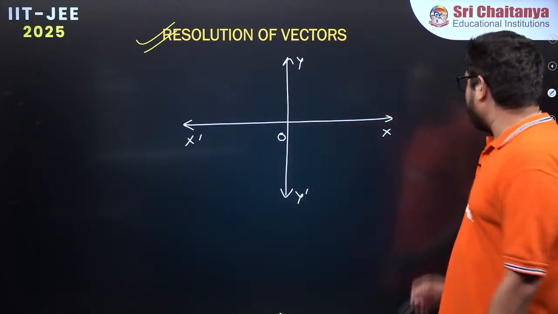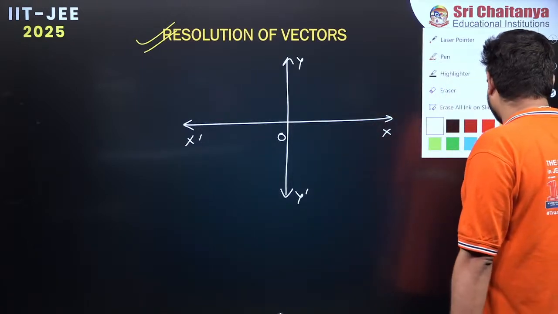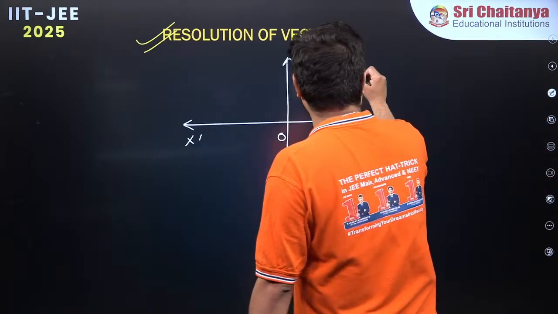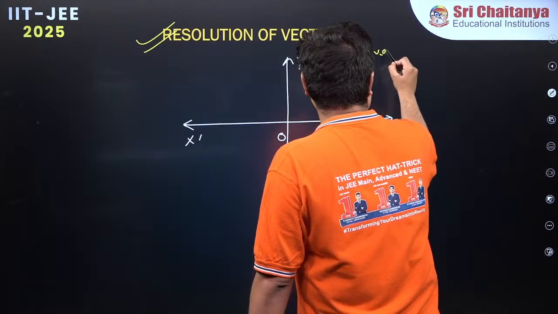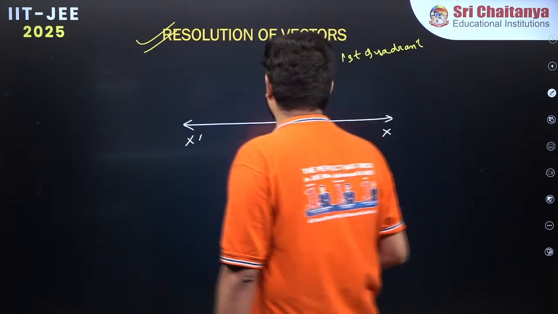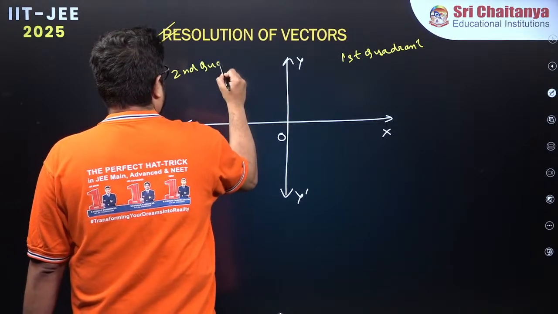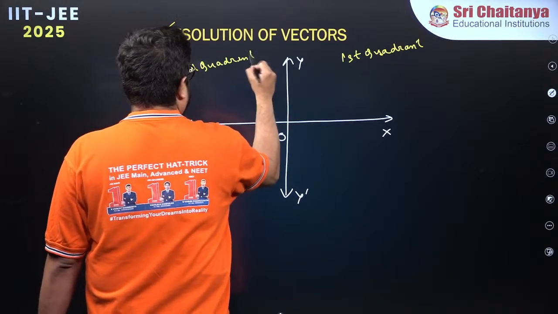Okay, so now let's say we are having 4 vectors. Everyone knows quadrants, right? So first of all, let me assign the quadrants. This is the first quadrant. We will be calling this the first quadrant, isn't it? In order to understand it better, let's try to name the quadrants. This is the second quadrant. This is going to be the third quadrant.